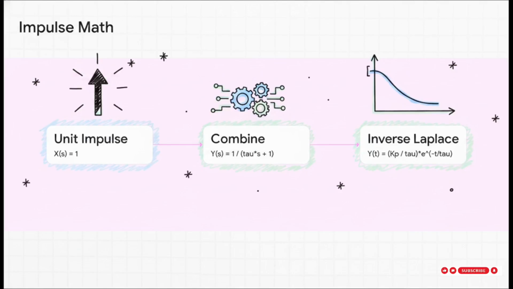Instead, it creates an immediate vertical jump to its max value of k sub p over tau, and then immediately begins an exponential decay back down to 0 as the system recovers from the shock.